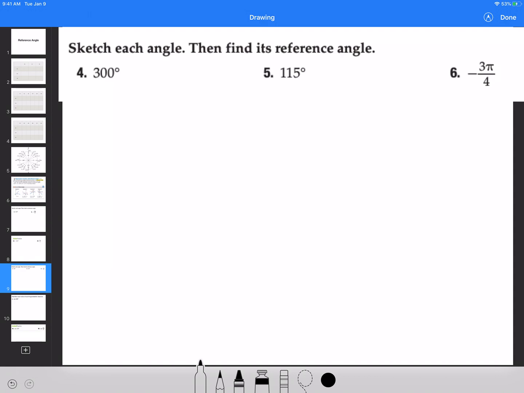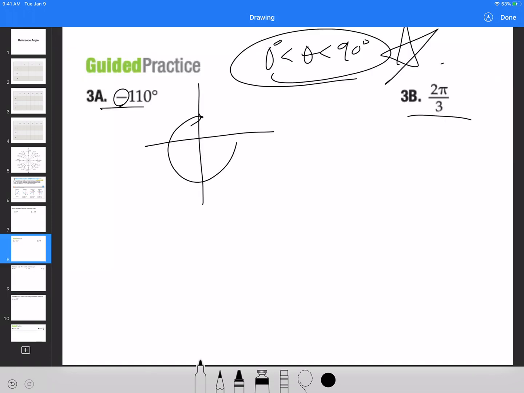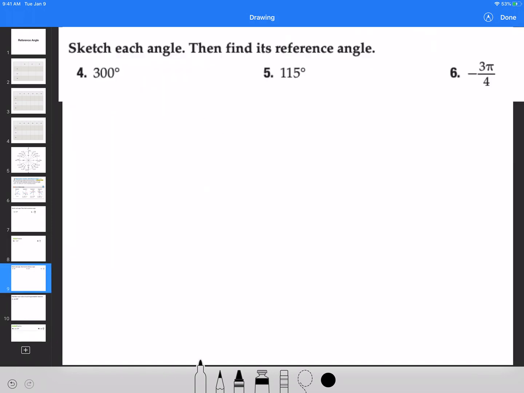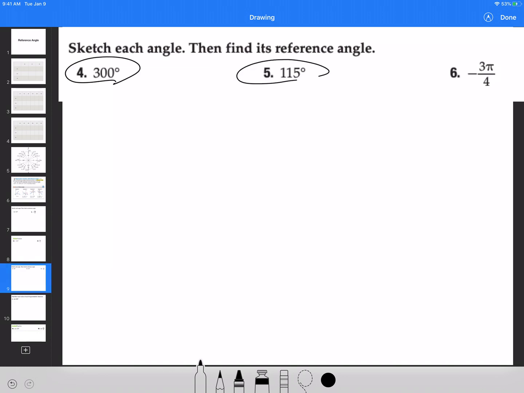Next, sketch the triangle, then find its reference angle. You guys can do that as well. Because the video is getting a little bit longer than I expected, I'm going to stop you guys there. For tomorrow, I'm going to show you guys how to find the exact value of each trigonometric function. For today, please work on these 5 problems. So 3A, 3B, and then 4, 5, and 6, and then also show it to me on a piece of paper.